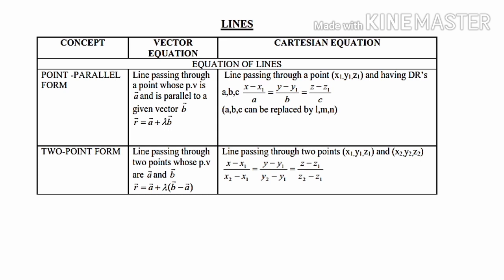Next, the two-point form. A line passing through two points whose position vectors are a and b. The vector form is vector r equals vector a plus lambda into (vector b minus vector a). And the Cartesian form, when the coordinates x1, y1, z1 and x2, y2, z2 of the two points are given, is (x minus x1)/(x2 minus x1) equals (y minus y1)/(y2 minus y1) equals (z minus z1)/(z2 minus z1).